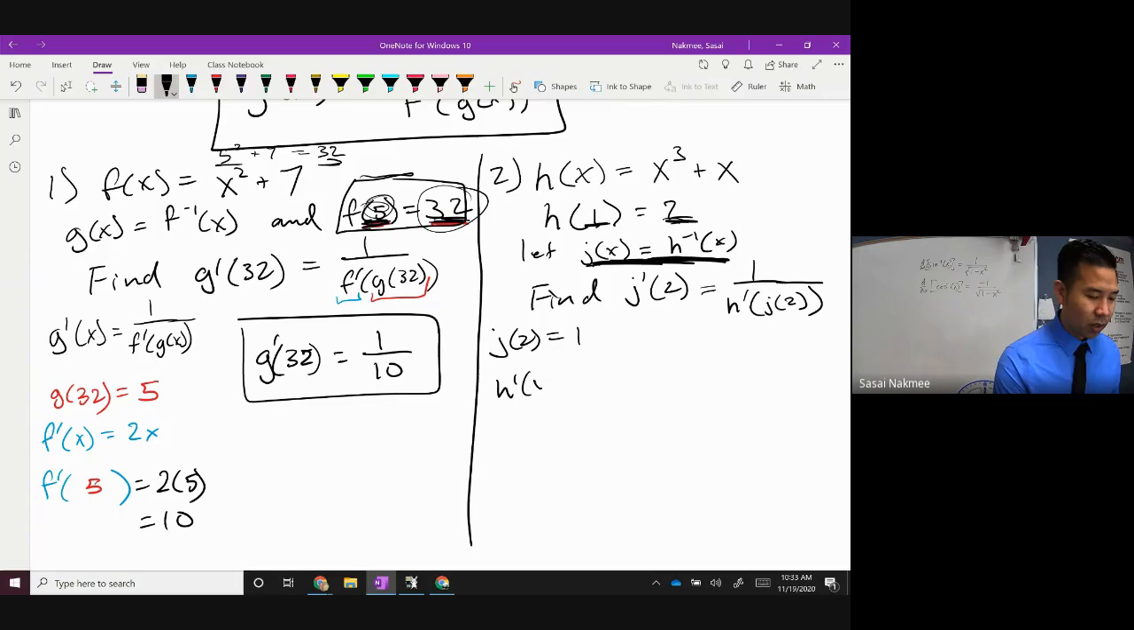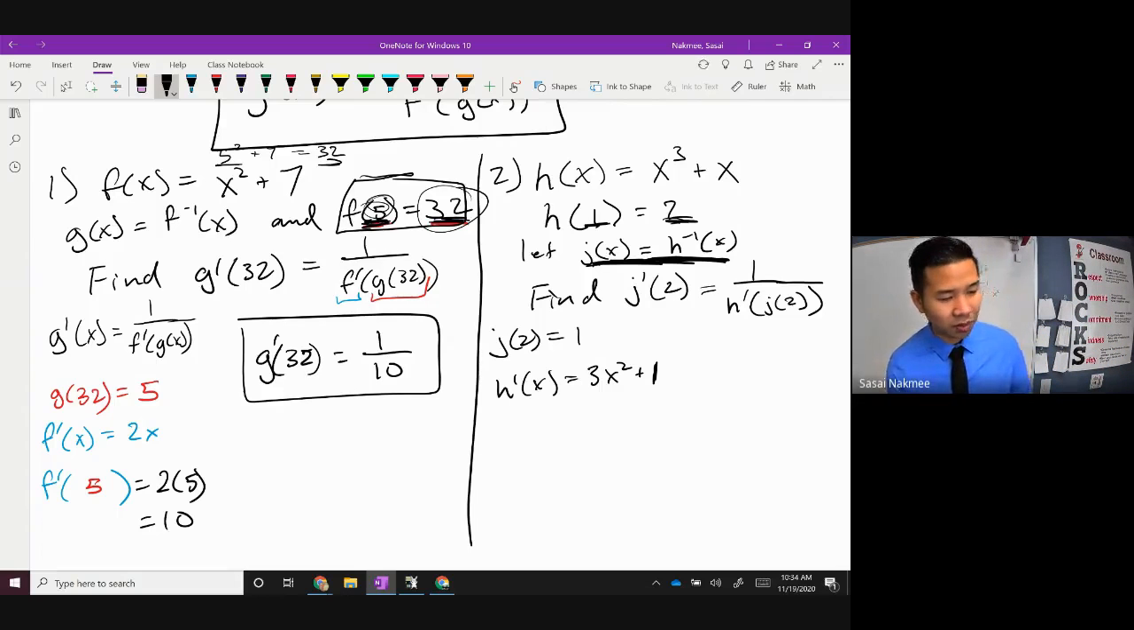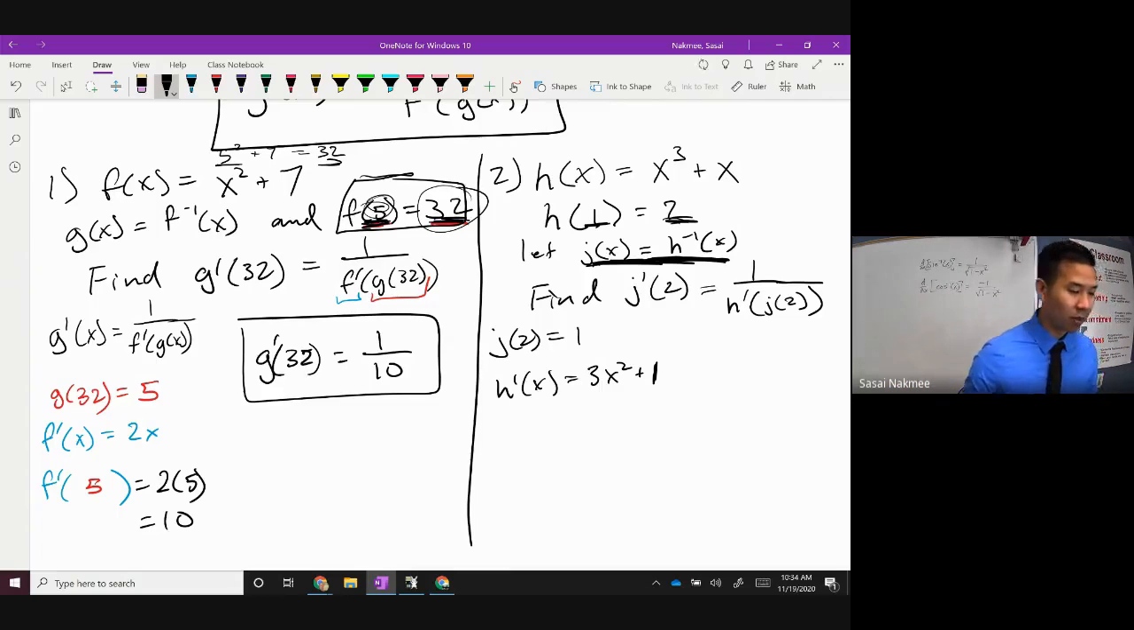The derivative of h, well, what's the derivative of x cubed? X cubed is 3x squared. What's the derivative of x? I think I saw now what some of you guys might have forgotten about. You might have forgotten that the derivative of x is not 0. The derivative of x is 1, right? The derivative of x is 1.